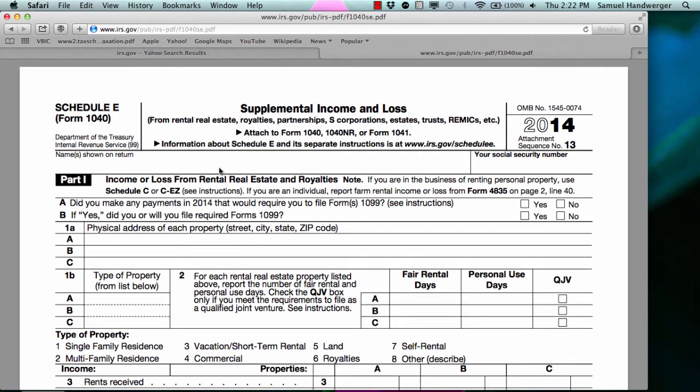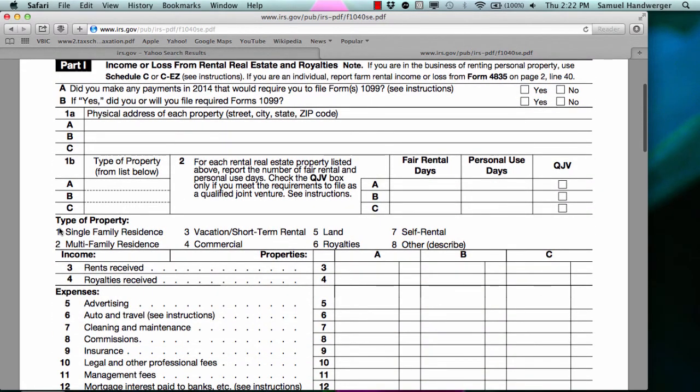First, we'll put the name. Every form has its name and social security number so that if the forms are lost in the shuffle, the IRS will know who to match up the form to. We're going to list the properties that are involved by address, the type of property, and you can see there's different types. And from class, this will be a great polling question.